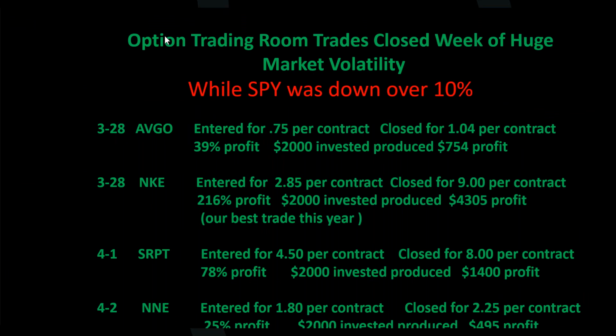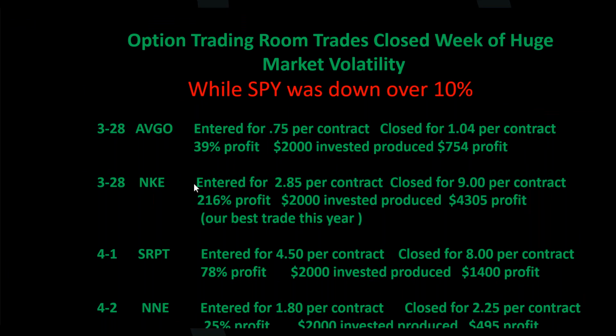All right, this was something that happened back in April when they put the tariffs on, took the tariffs off. We had 4 trades on. These were all in the room and on the alert service. These are the only trades we had on at the time. All right, and Broadcom, we get in for $75 a contract, and we get out for $104. That was 39%. Nike, we get in at $285, get out at $9.